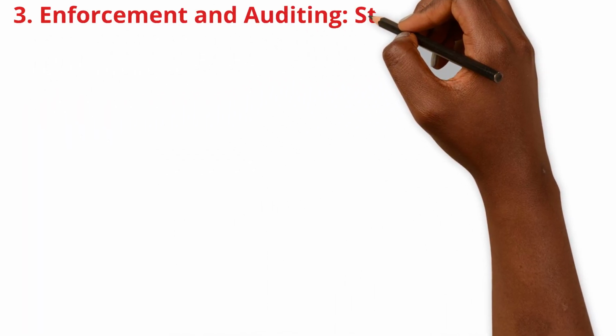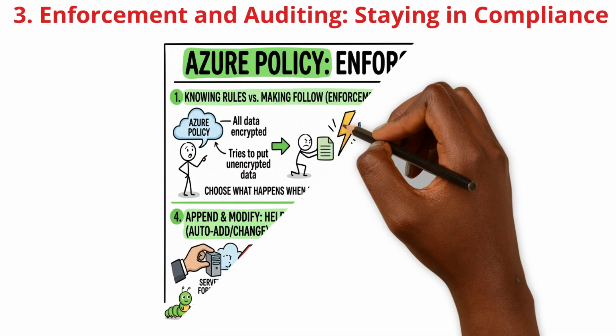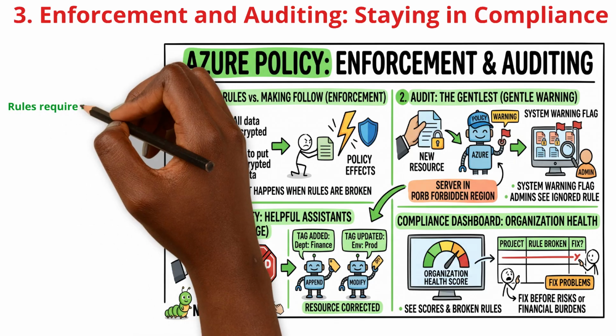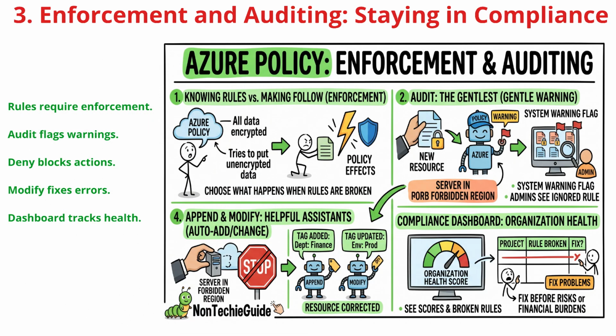Knowing the rules of the cloud is only half the battle. The real power lies in making sure those rules are followed. Azure Policy provides different effects that determine how the system reacts when a rule is challenged. You can choose a gentle audit, which flags non-compliance for administrators to review without stopping the user. For stricter control, the deny effect acts as a stop sign, blocking any action that breaks a rule, like launching a server in a forbidden region.